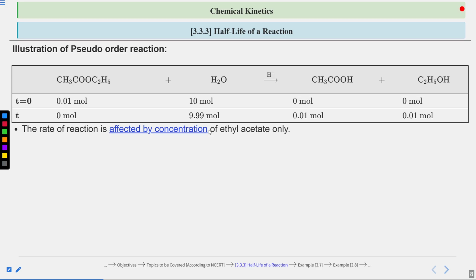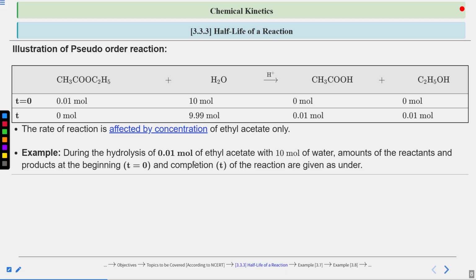The rate of the reaction is affected by the concentration of ethyl acetate only, right? Because in the rate expression, we only consider the relationship between the rate and the concentration of the reactant. Here in this reaction, the reactant is CH3COOC2H5, that is ethyl acetate. So the rate of reaction is affected by its concentration.